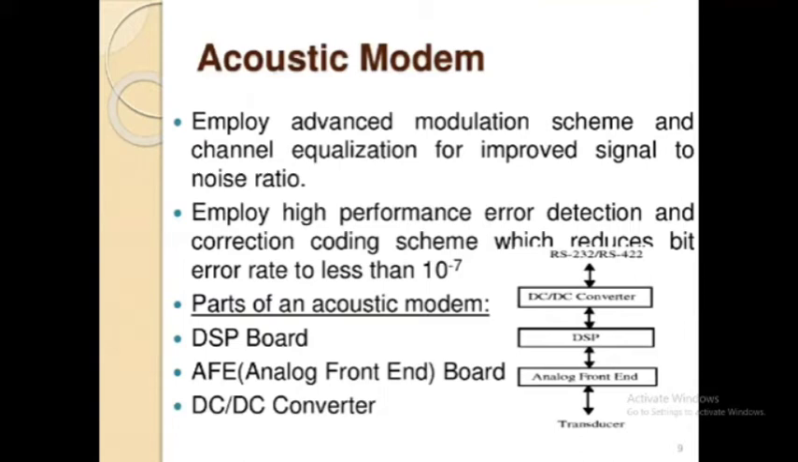Moving on, what is an acoustic modem? It employs advanced modulation schemes and channel equalization for improved signal-to-noise ratio. It employs high error detection and error coding schemes which reduce bit error to less than 10 raised to the power minus n. In an acoustic modem, these are the parts which are used: DC board, analog front board, and DC to DC converter. Now, I would like to call Muzil Islam to talk about how data is transmitted in an acoustic modem.